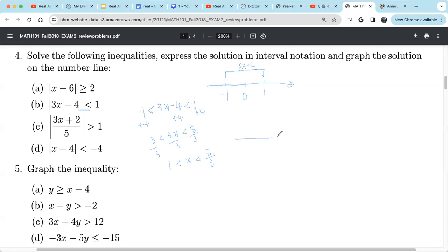So if we graph the solution set, maybe 0 here, 1 here, 5 over 3 somewhere here. So the solution is an open circle, open circle, and the values in between these two, because this is a less than sign.